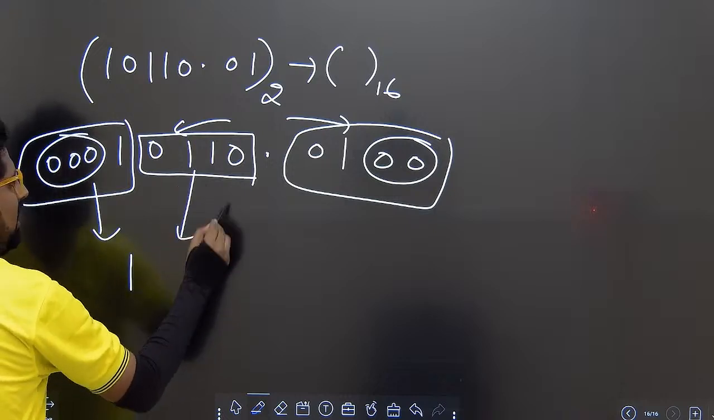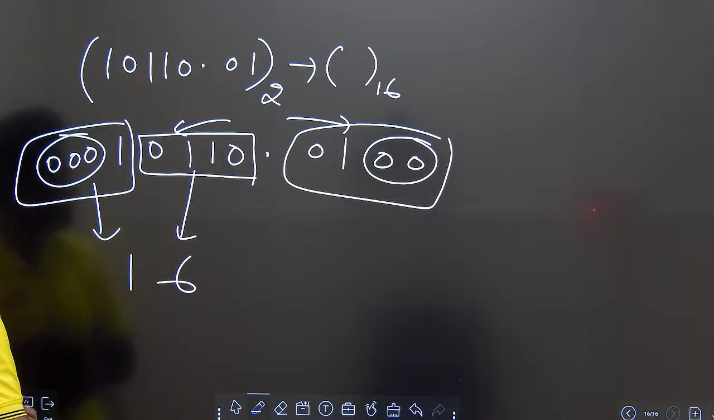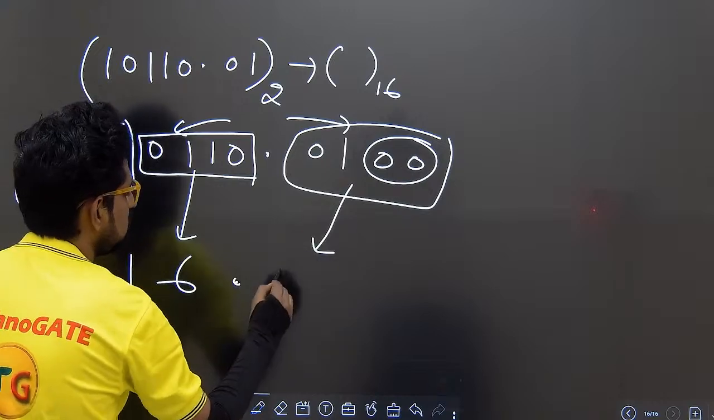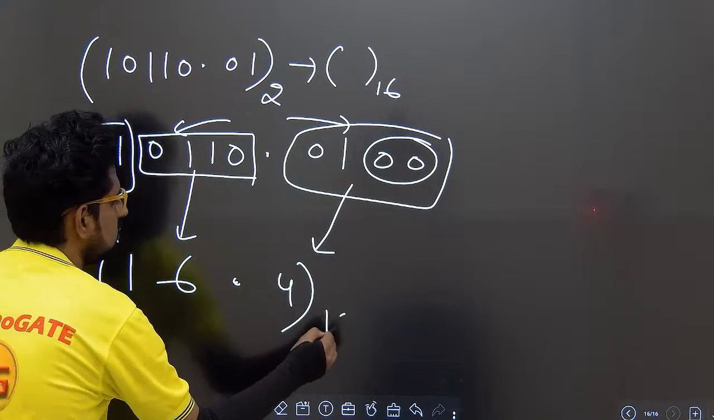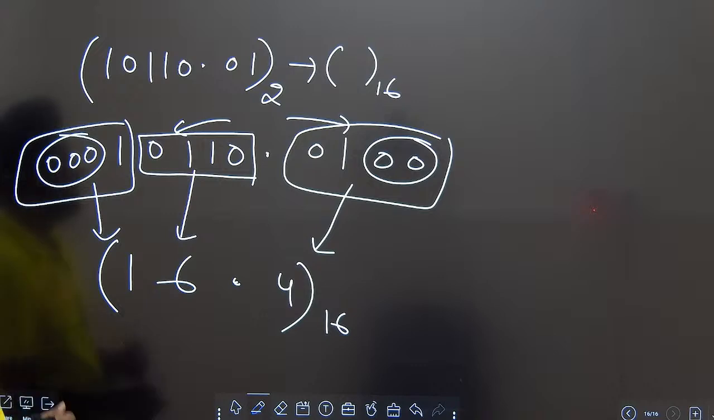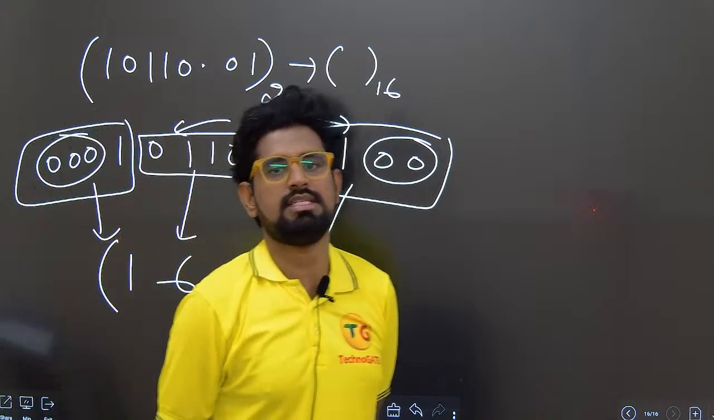1. This value is how much? 6. Dot. This value is how much? 4. Base how much? 16. Okay. In this way we can answer this question.